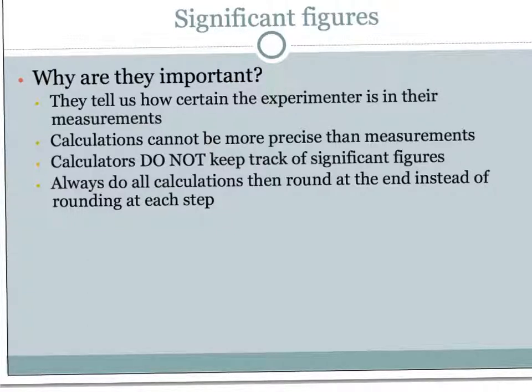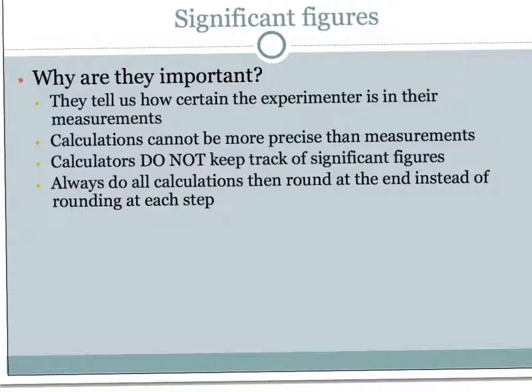The next topic we're going to move on to is significant figures. Significant figures are important because they tell us how certain the experimenter is in their measurements, or how precise they were. Our calculations at the end cannot be more precise than the measurements we took. Calculators, however, do not keep track of significant figures. We should always do all the calculations, then round at the end instead of rounding at each step.